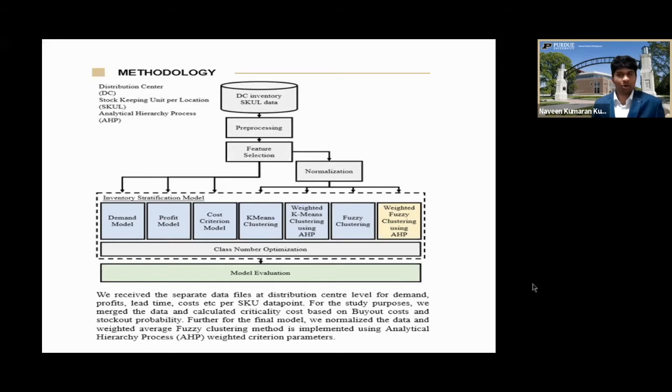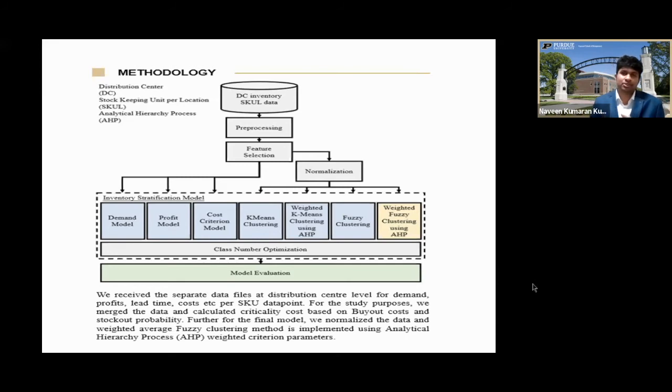Then, in terms of modeling, we compared 3 basic models and 4 advanced models. First, we enhanced the existing demand model by segregating those SKUs with almost zero demand in a year. Second, in the profit model, we prioritize stocking the profitable SKUs with consideration of demand. The cost criterion model is based on existing literature, which considers factors like holding cost, buyout cost, and a few more.